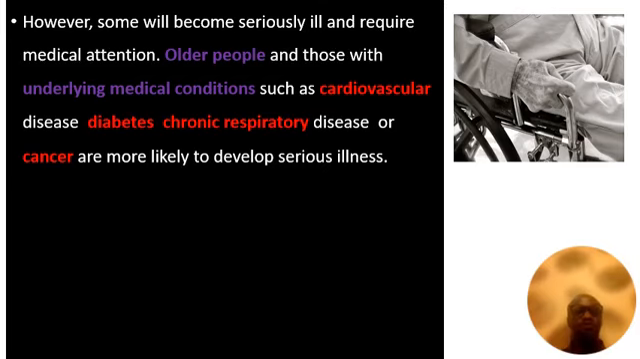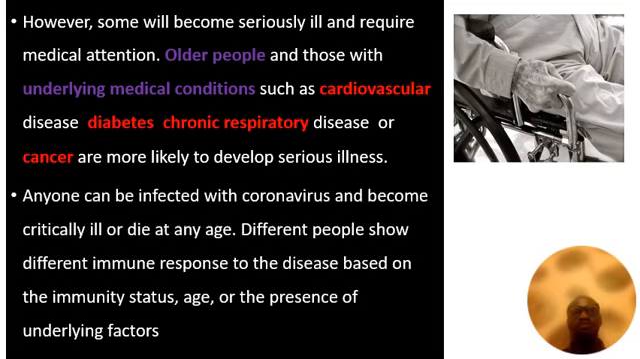Examples of people with underlying disease are diabetics, people with chronic respiratory infection, cancer, HIV, or tuberculosis. Usually they undergo a severe experience with this infection. Anyone can be infected with coronavirus and become critically ill or die at any age, but people with immunocompromised states usually experience more severity of this disease.